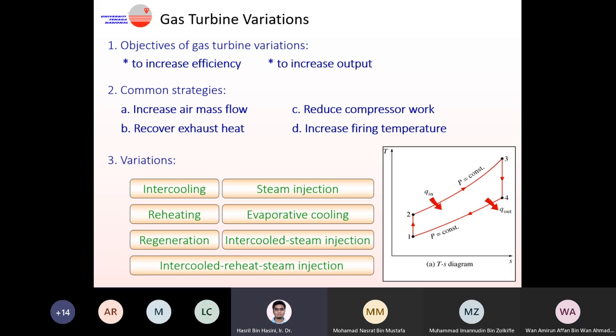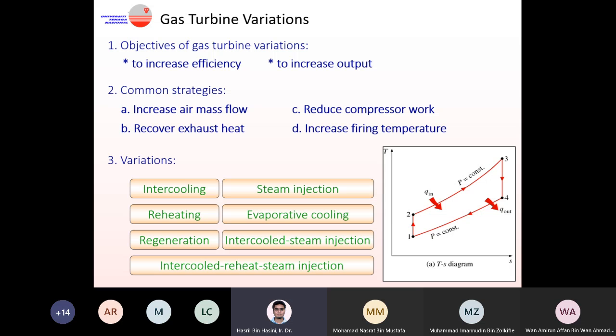You can increase the mass flow rate, of course. You can recover the exhaust heat. This is already done by the combined cycle gas turbine, but there are other uses as well. We will look at that later on. We can also reduce the compressor work.